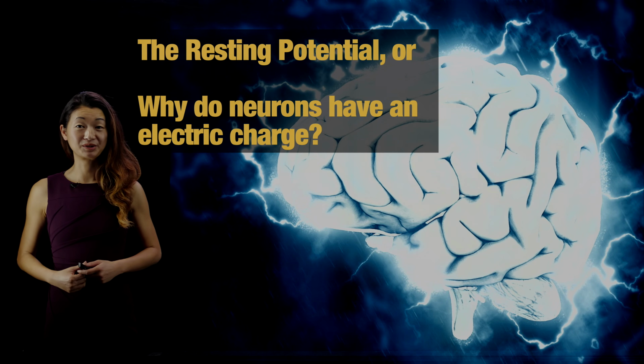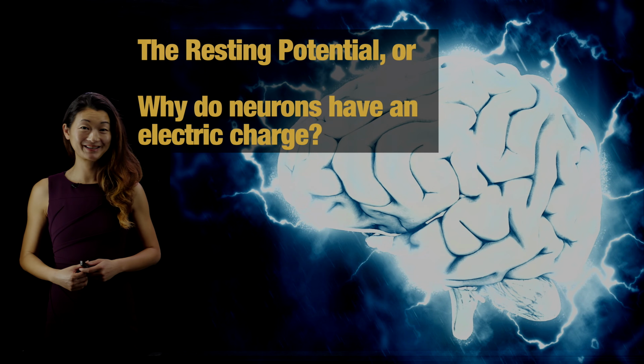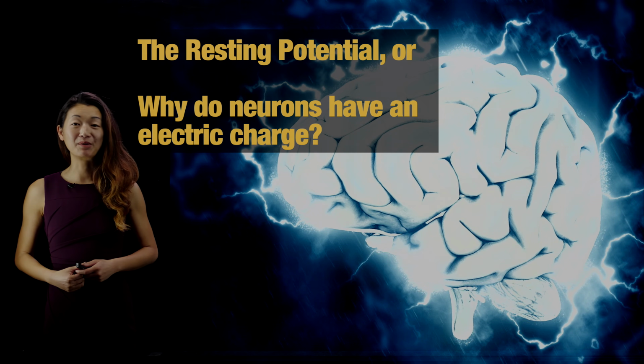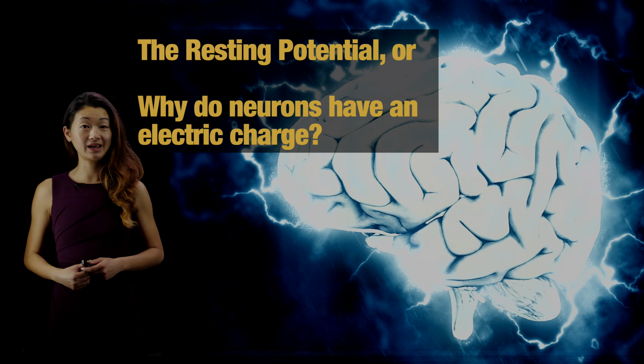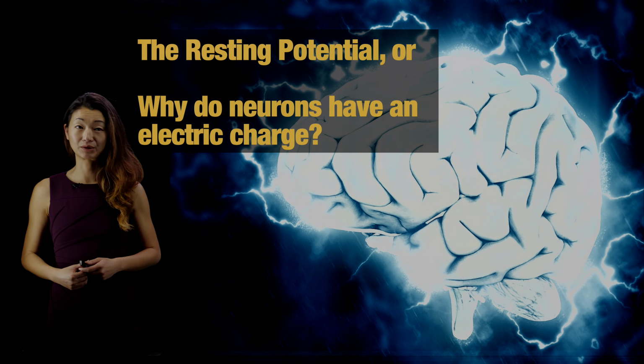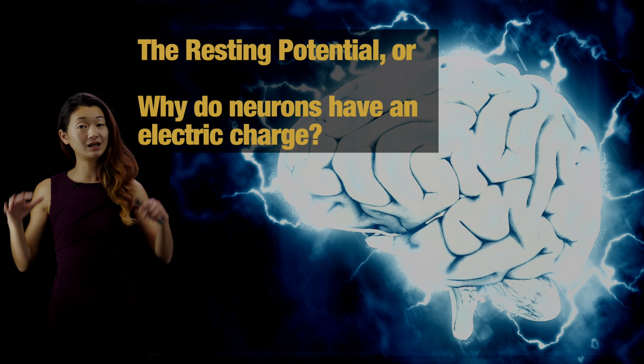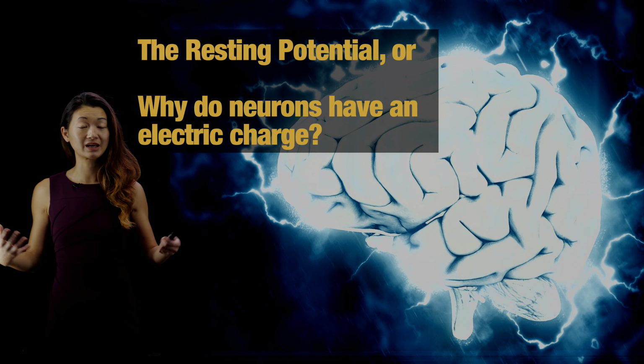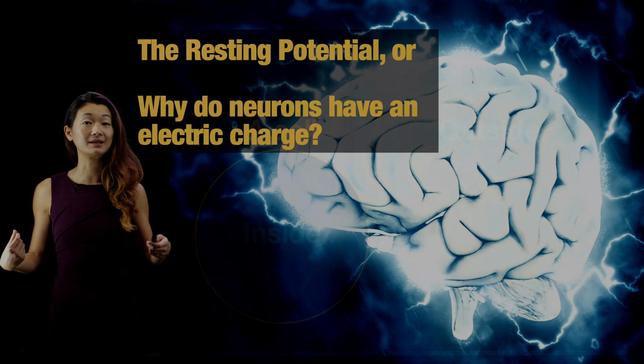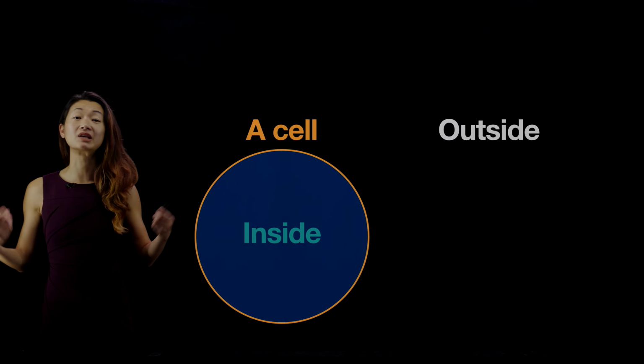Welcome back to Introduction to Neuroscience, where we're going to get started at the beginning. This is the ABCs of neuroscience, and we're going to be talking about the neuron and why it is that neurons have an electric charge. This is also known as the resting potential, so we'll be building up our knowledge of why neurons have an electric charge from the very beginning by thinking about a cell in general.